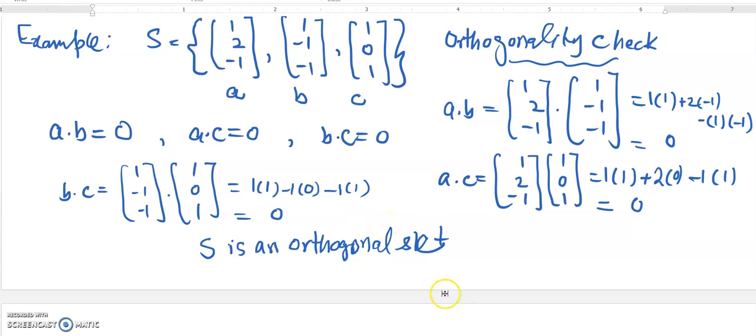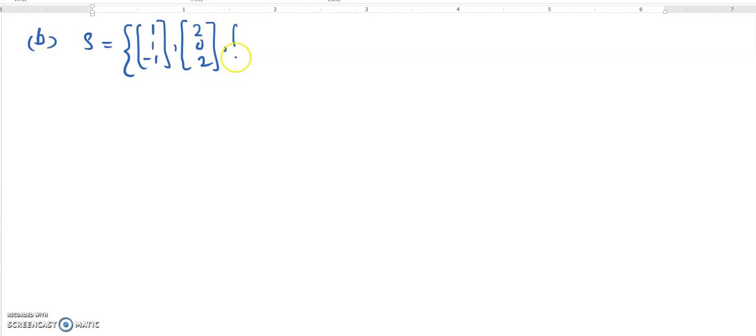As a second case, we check another set. We check whether it is orthogonal or not. So S is equal to this set: 1 1 minus 1, 2 0 2, and 1 minus 1 0. So we can call them vectors A, B and C.